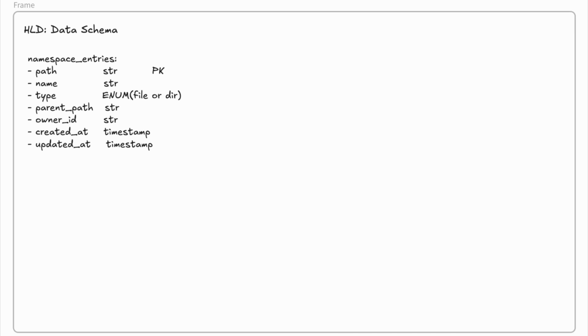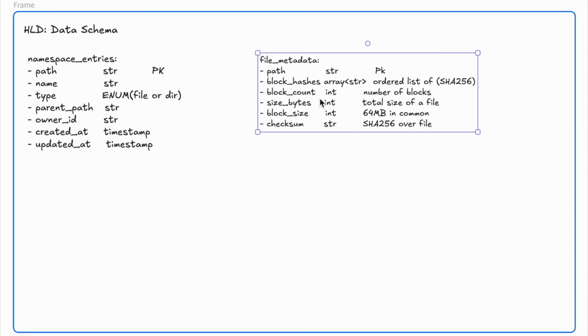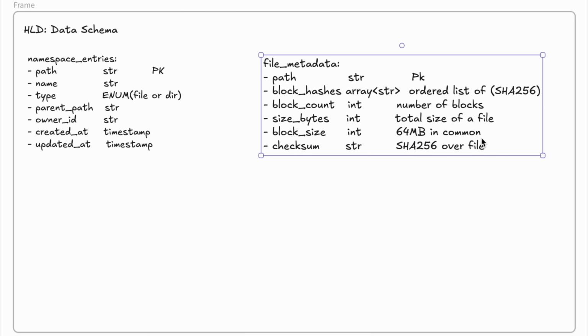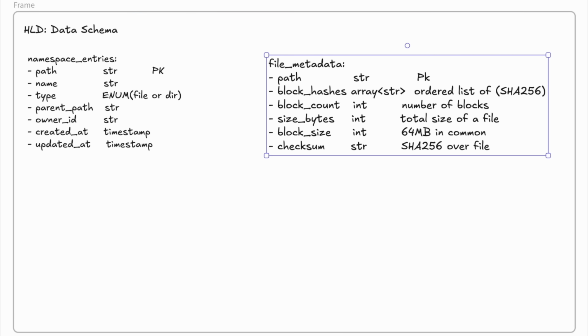The type column distinguishes files from directories, enabling proper validation during creation and deletion operations. Timestamps like created at and updated at are useful for auditing, synchronization, and TTL-based policies. This table forms the logical foundation of the file system's namespace.